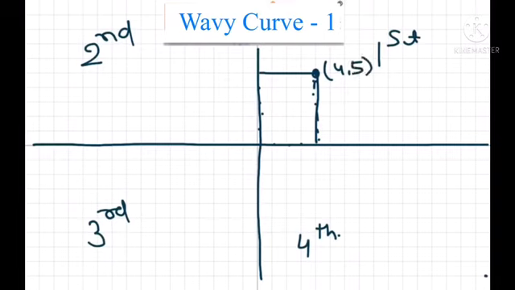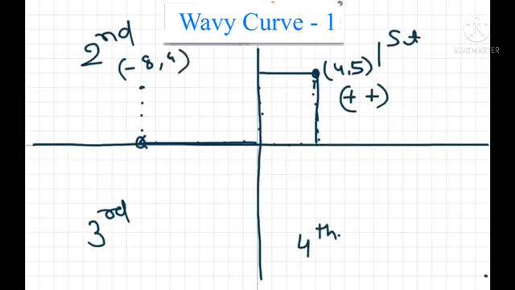So you take any point in this quadrant, both the x coordinate as well as the y coordinate are positive. Now take any point in this quadrant. The x coordinate for this point is in the negative direction, counting 1, 2, 3, 4, 5, 6, 7 and 8, so minus 8. The y coordinate is 4. So mainly if you take any point in this quadrant, then the x coordinate is negative and the y coordinate is positive.